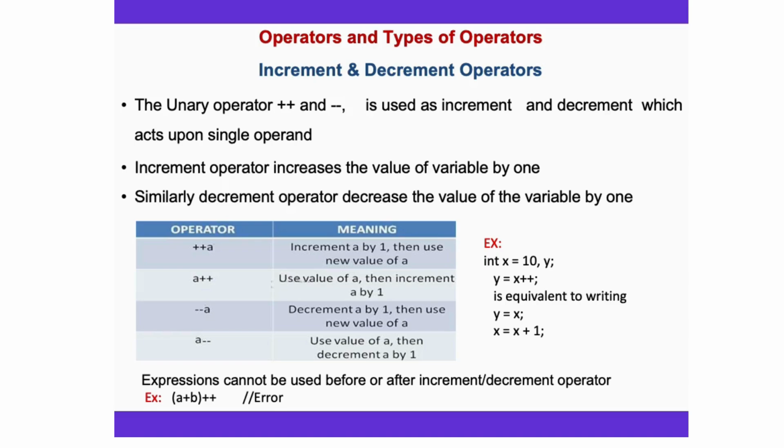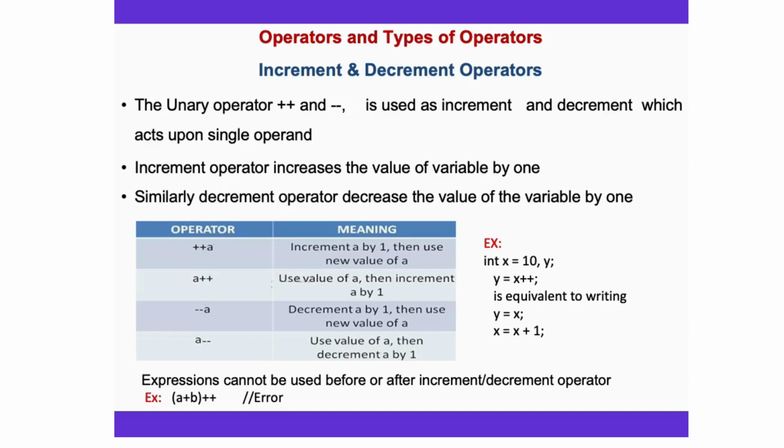Here is one example. Integer x is equal to 10, y. Here the variables are declared as x and y. 10 is assigned to x. Then y is equal to x plus plus. The statement is equivalent to y is equal to x, and then x is equal to x plus 1. This is the example of increment and decrement operators.